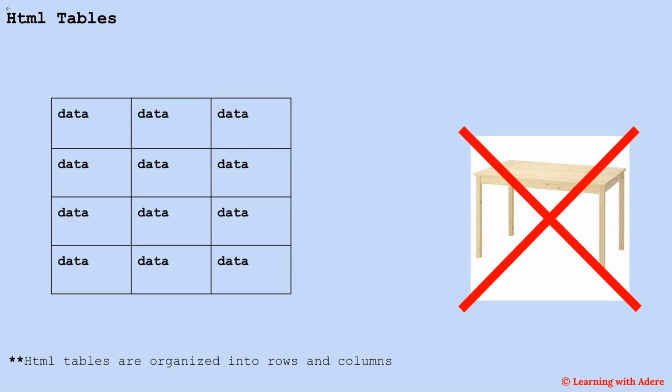So here's an example of an HTML table. We see that we have our box. I have a picture aside just to make it clear that this has nothing to do with, or is nowhere near similar to, a real world table where you'd put maybe food or your computer. Something really important to note is that tables and HTML tables are organized into rows and columns.